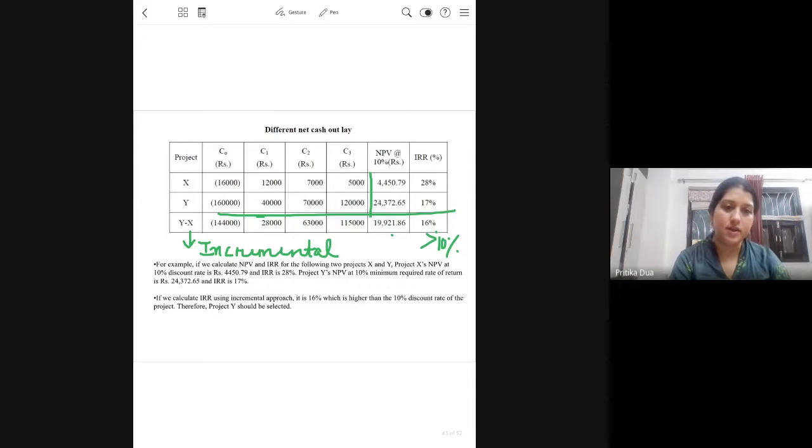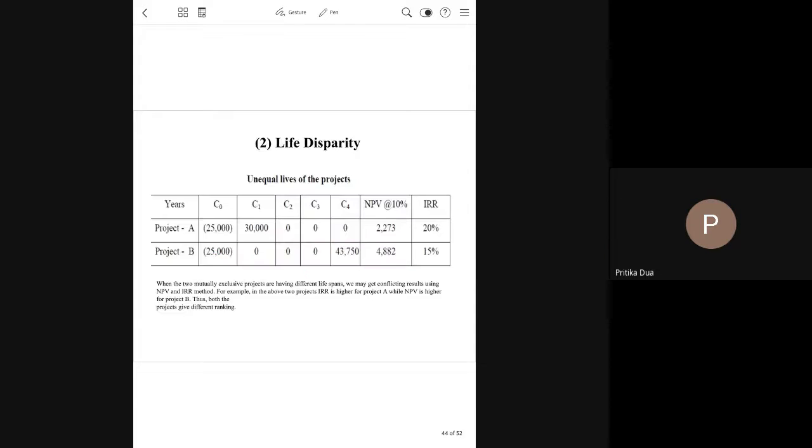You had two projects, X and Y, and one was having an outlay which was 10 times the other project. So Y was having an initial outlay of 1,60,000, while for X it was 16,000. So all the cash outflows and inflows were taken on an incremental basis, and then subsequently NPV and IRR gave the same ranking. The next problem is that of life disparity.